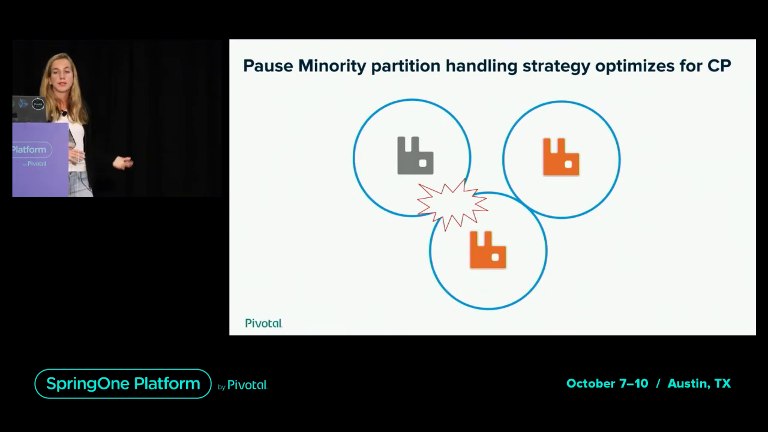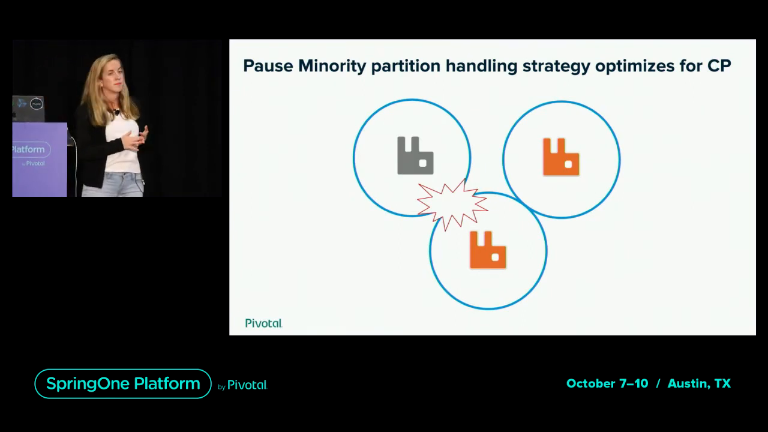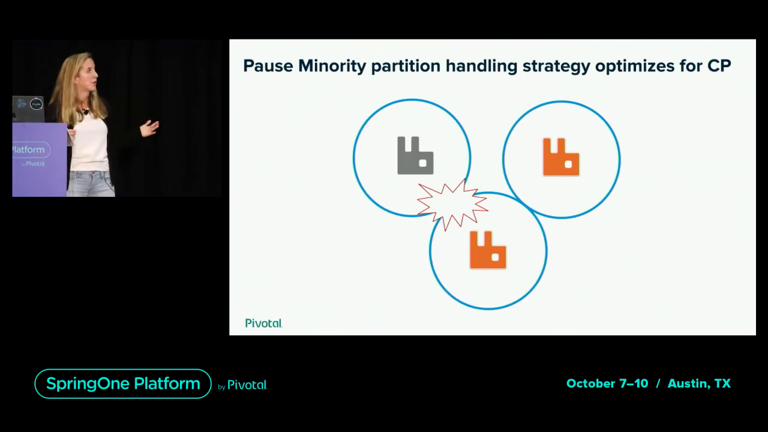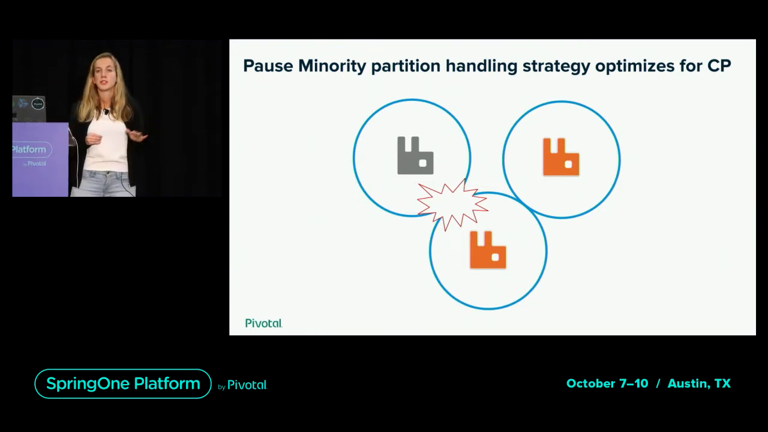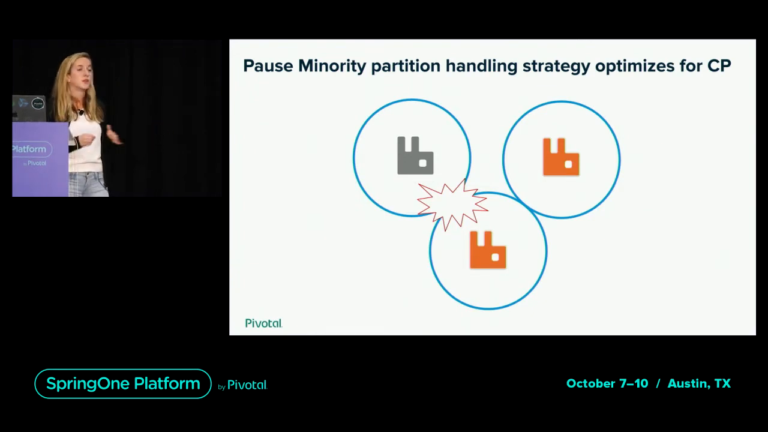Let's say you care more about consistency. If there's a network partition, you can choose pause minority. This means that the smaller partition will stop accepting reads and writes. You don't have availability throughout the event, but your data stays consistent throughout.